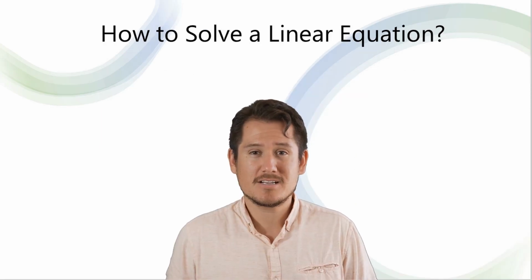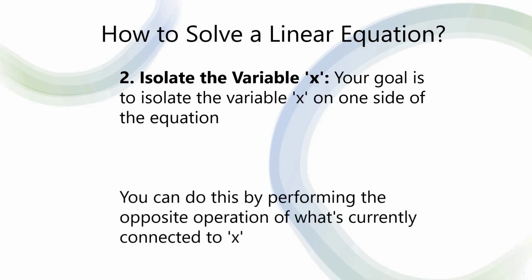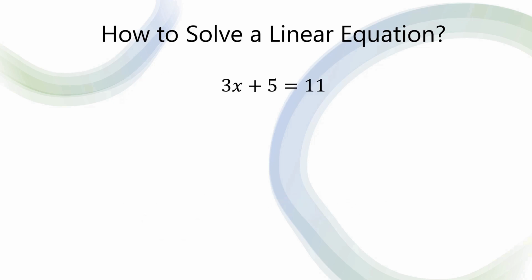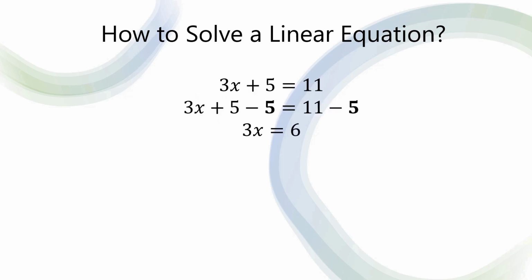Begin by moving the constant term, the term without x, to the other side of the equation. You can do this by performing the opposite operation of what's currently connected to x. For example, if the equation is 3x + 5 = 11, subtract 5 from both sides to get 3x = 11 - 5. 3. Simplify. Simplify both sides of the equation by performing any necessary arithmetic operations. In our example, you have 3x = 6.